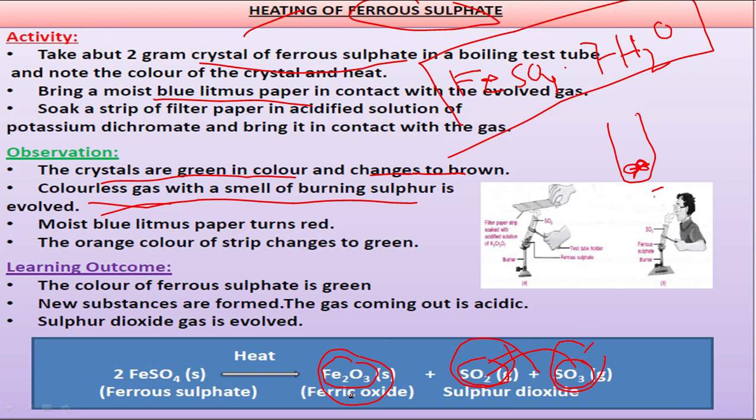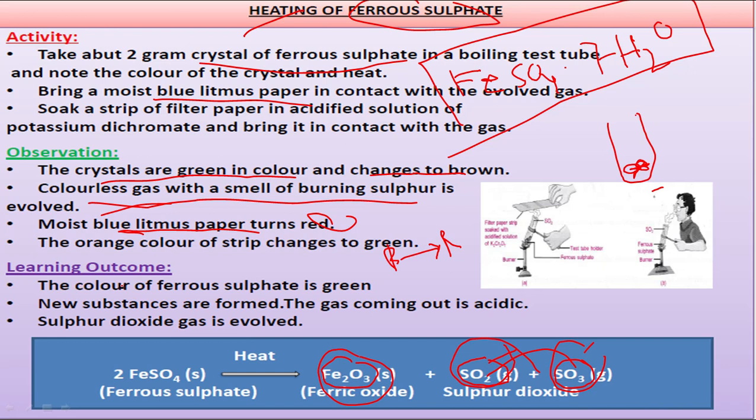And what other product is there? That is called ferric oxide or iron oxide, which is brown in nature. If you bring blue litmus paper, it turns red. So here blue litmus changes to red. It means it is acidic in nature.